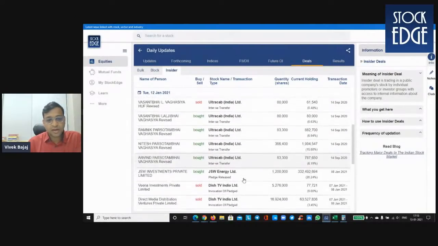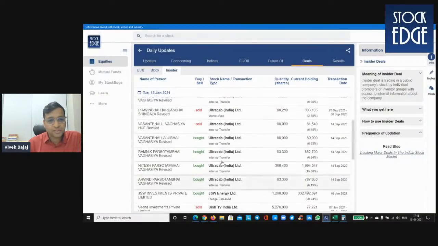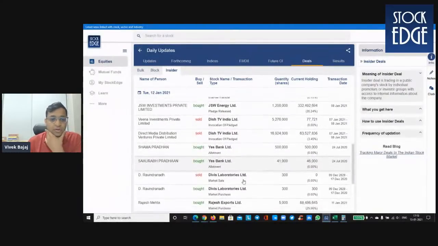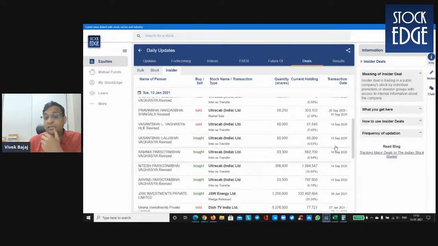Let's proceed. Ultra Cap India, a lot of activities of buying and selling. Looks like the person is transferring his share from his name to the HUF name. Then you have Yes Bank. Mr. Shama Pradhan and Saurabh Pradhan are buying Yes Bank as an allotment, 5 lakh shares and 41,000 shares. This happened in the month of July, which has been reported now. All this data is updated.